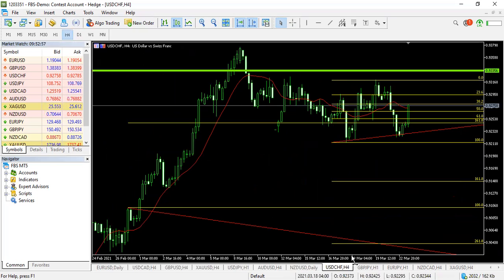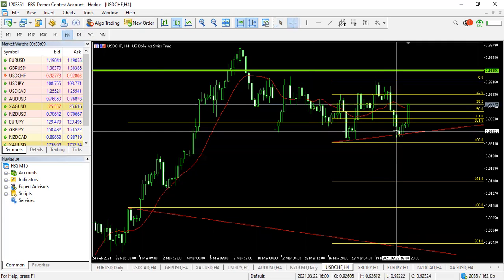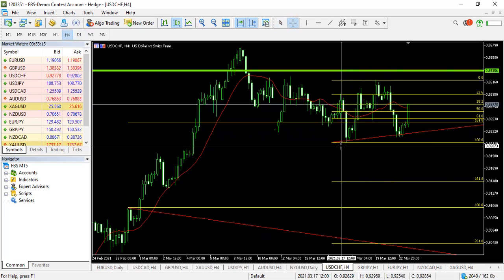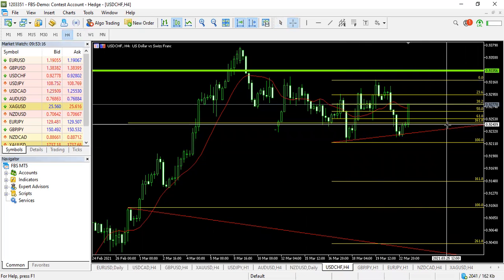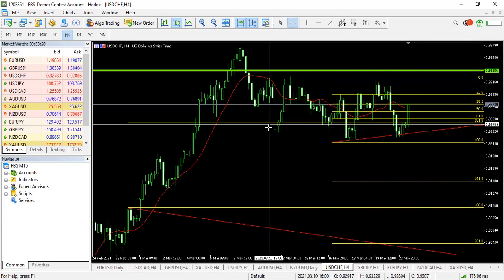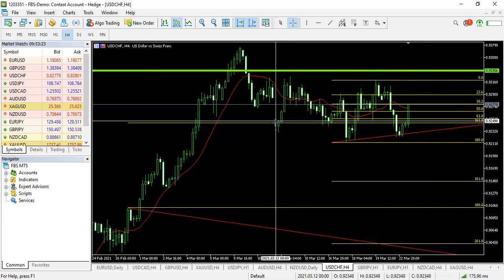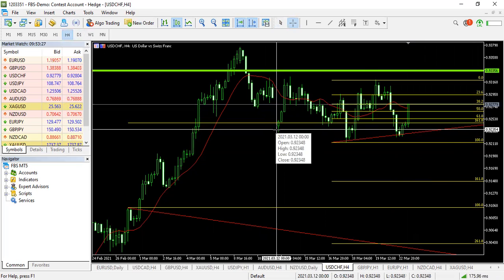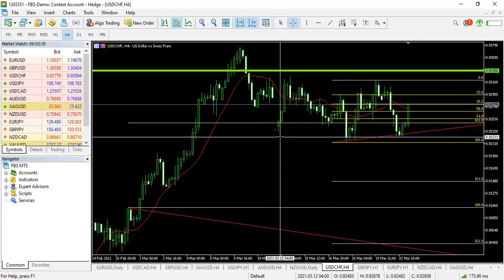The USD Swiss franc is also in the middle of, let's say, nowhere. However, it did find support here at 0.92256, which is a support structure dating back to these candles here. As you can see, we did get a gap, but it was supported at the zones. So this is our support zone.